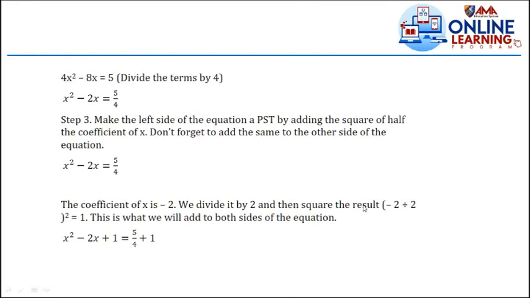So, square the result, negative 2 divided by 2 is negative 1. Raised to 2 is 1 pa rin. So, we're going to have x squared minus 2x plus 1 is equal to 5 all over 4 plus 1.